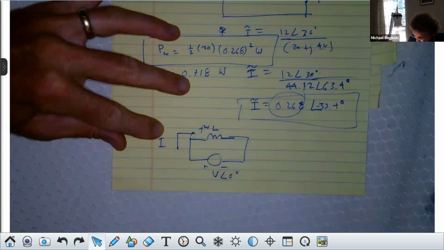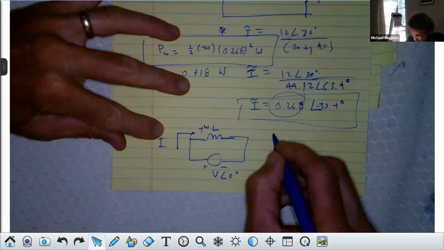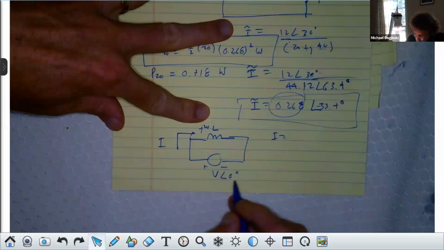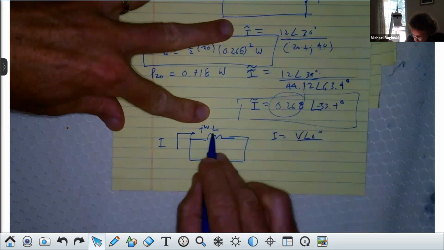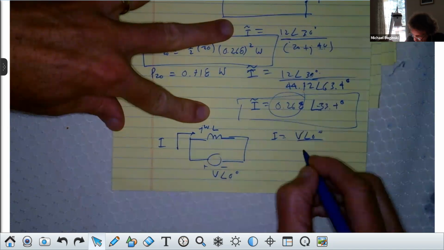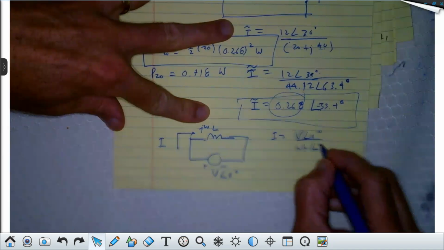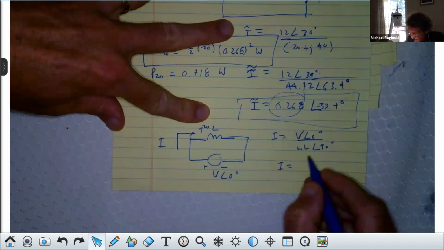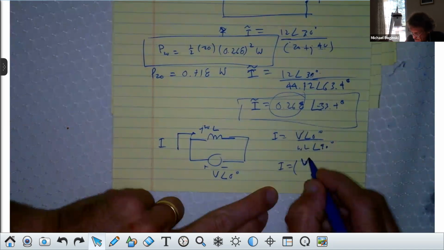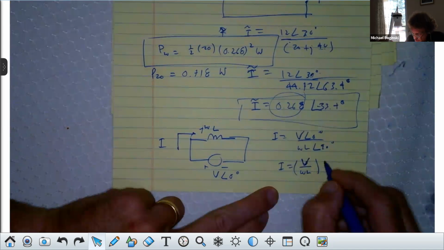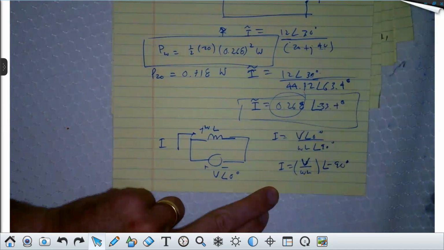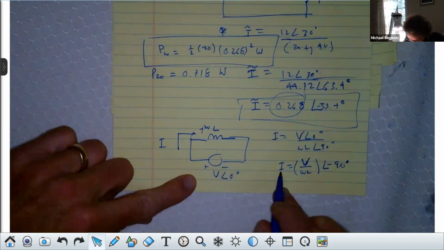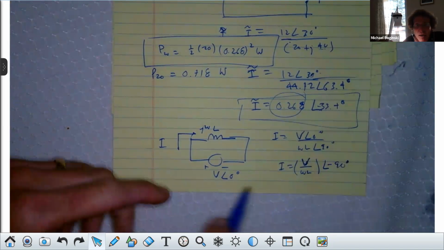I here would be equal to, well, J omega L, first I would take this voltage. It's V at an angle of 0 degrees divided by this. Well, that's really omega L at an angle of 90 degrees, correct? That's, I would have a magnitude of V over omega L, and it would be at minus 90 degrees, correct? Now that's the voltage, that's the current, right? Bear with me now.